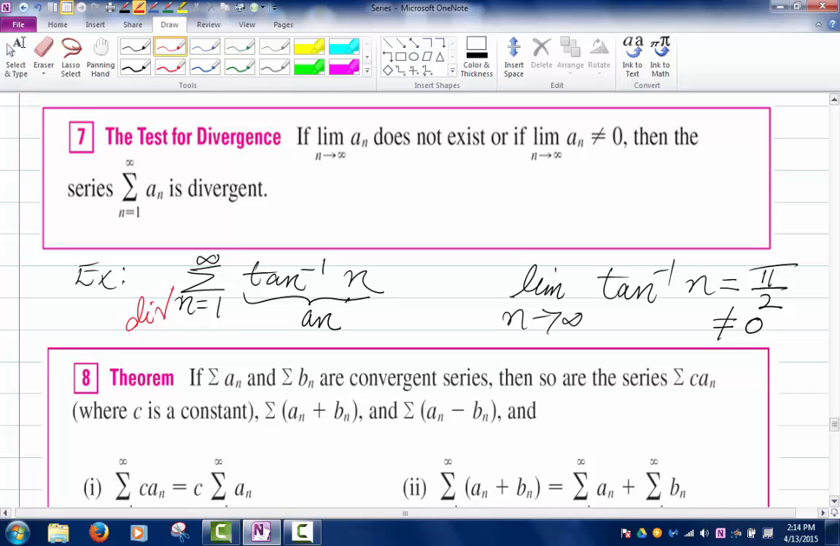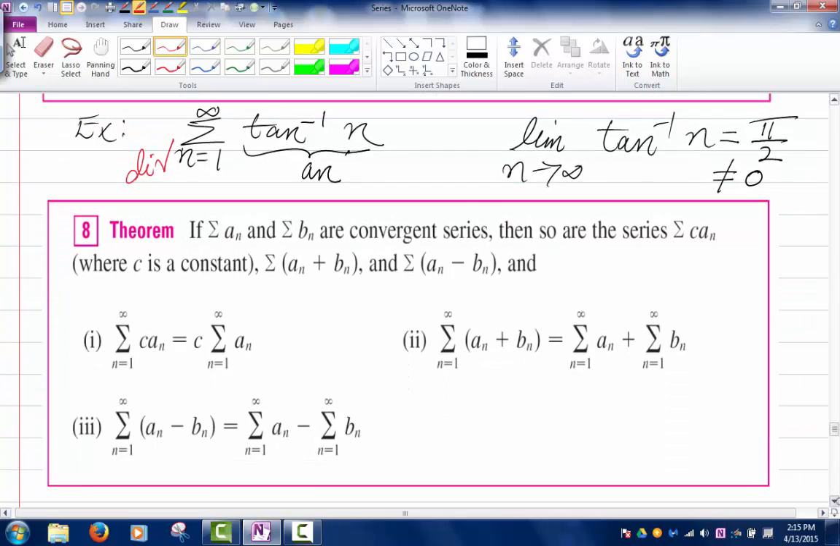A lot of people use the test for divergence in a wrong way. What they do is that when I ask, given this series, is this series convergent or divergent? Well, they say, the limit of the nth term is zero, therefore the series is convergent. Remember, that's what I said. Do not use the converse, which is, if the limit is zero, that does not imply that the series is convergent. Knowing that the limit of the nth term is zero doesn't tell you whether the series is convergent or divergent, okay?